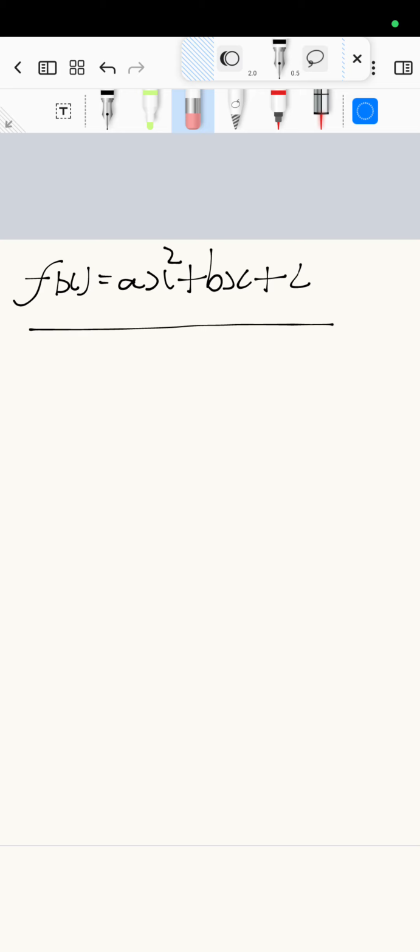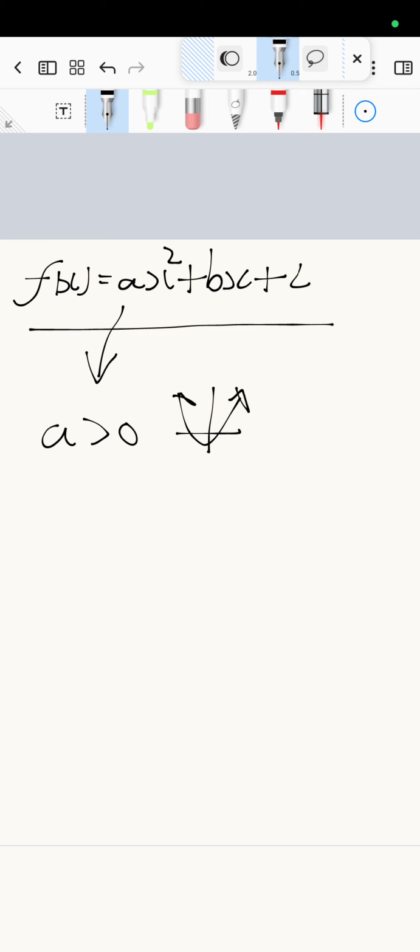Great, let's maybe mention this as well. So a, what does a tell you about your function? If a is positive, then your function would be, let's go with a happy face. If a is negative, your function would be a sad face. So that's something that a tells us.